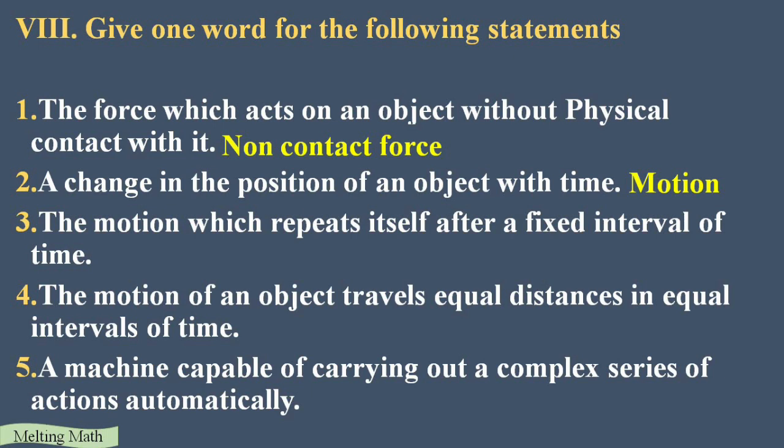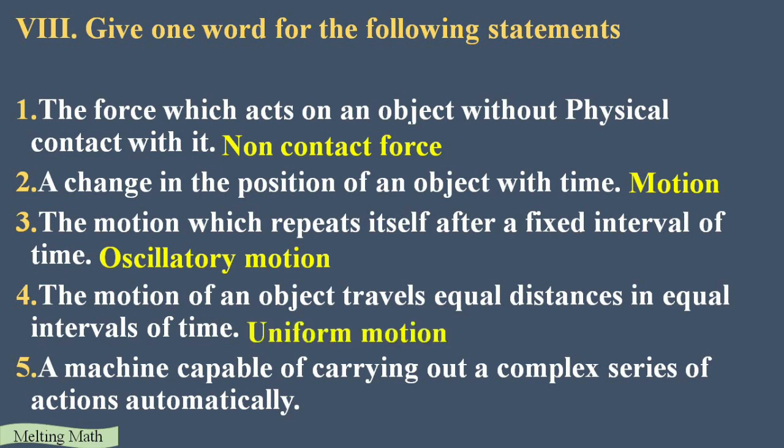Third one, the motion which repeats itself after a fixed interval of time is what? This we also discussed in the previous question. That's an oscillatory motion. Okay, next, fourth one, the motion of an object that travels equal distance in equal interval of time is what? This is also very simple. This is a uniform motion. This also we discussed in some questions previously. Okay, fifth one, a machine capable of carrying out a complex series of actions automatically, that's what? That's a robot only. That we have already discussed.